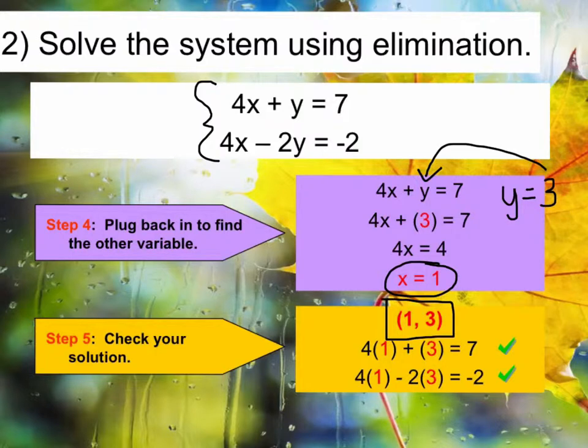To check this, I just need to plug in x to be 1 and y to be 3, and check to make sure that it equals 7 for the first equation, and it does. And then I plug in x as 1 and y as 3 and check to make sure that my answer is -2. And it is.